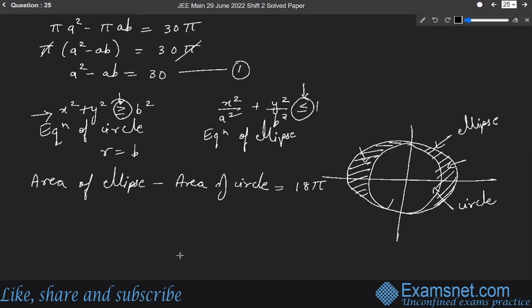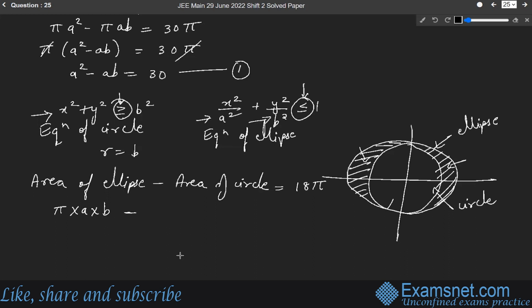And how can we find it? We can first find the area of the ellipse and then subtract the area of the circle from it. So the remaining portion will be the shaded portion here. Now what is the area of the ellipse? Pi into a into b, right? Here also the semi-major and semi-minor axes are a and b.